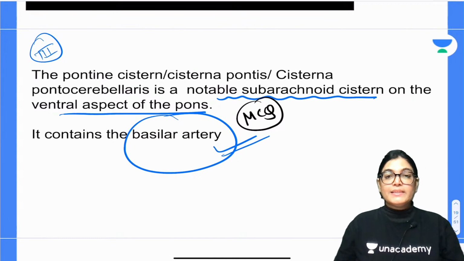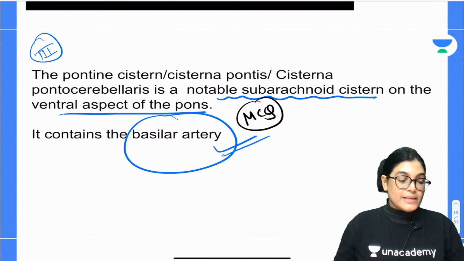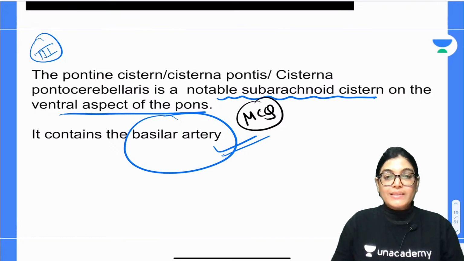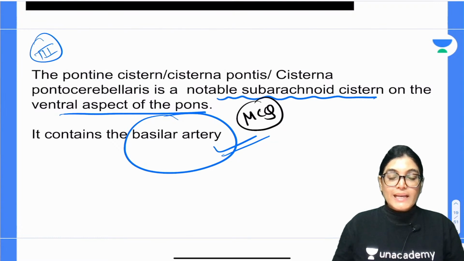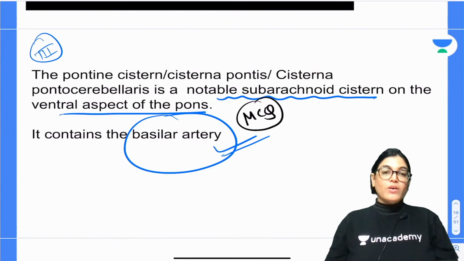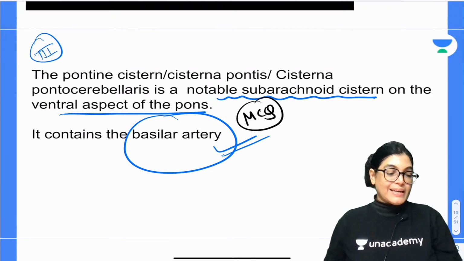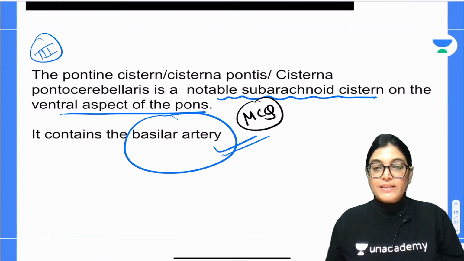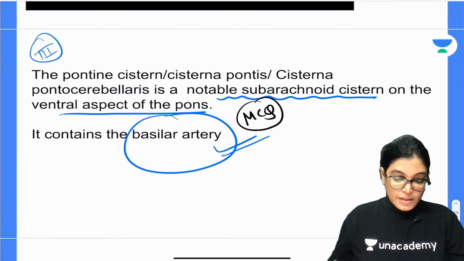So what is located in the pontine system? The basilar artery is located in the pontine system. The pontine cistern is a notable subarachnoid cistern located on the ventral aspect of the pons, and it contains the basilar artery. Got it, everyone?